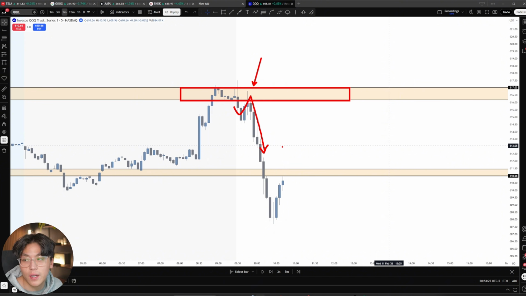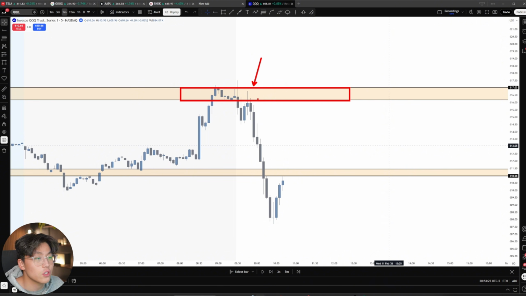So as you can see right here, as I mentioned, we have plenty of different scenarios that we can be looking for. You can be looking for the continuation. You can be looking for the reversal. We have another setup which we'll talk about, which is the reclaim setup. But as you can see, these levels provide plenty of different trading opportunities.